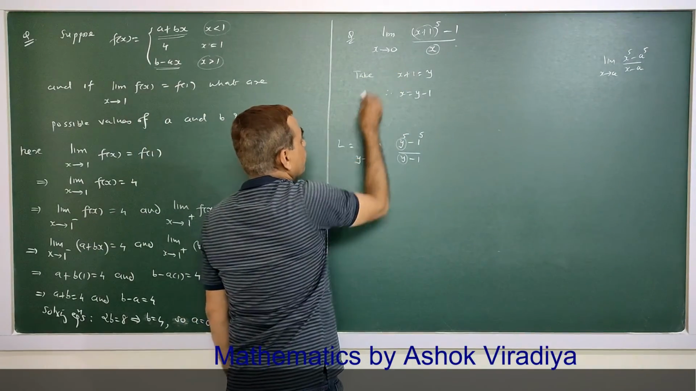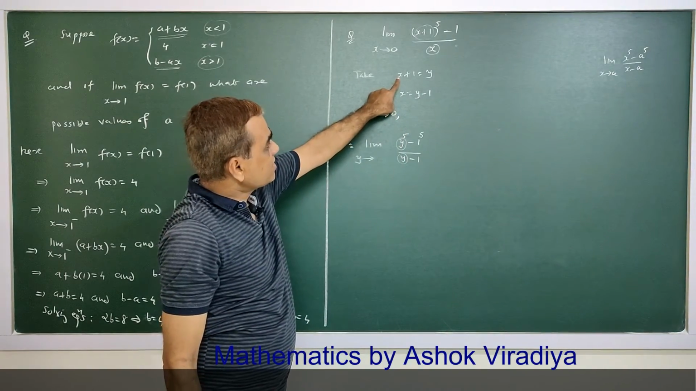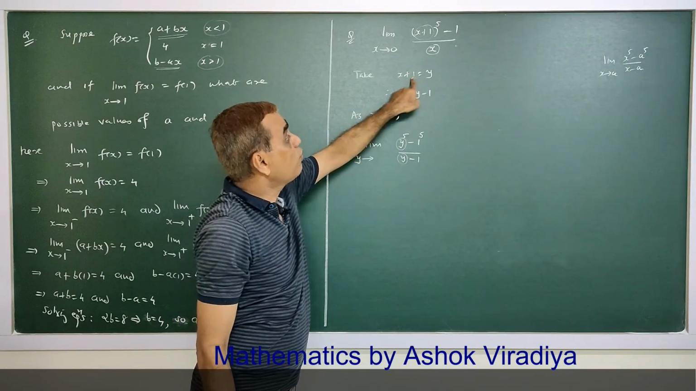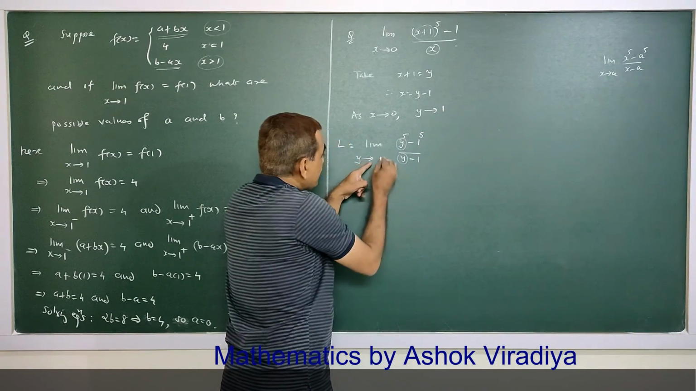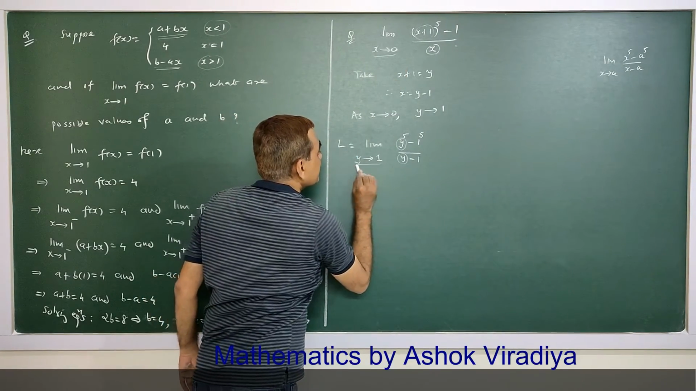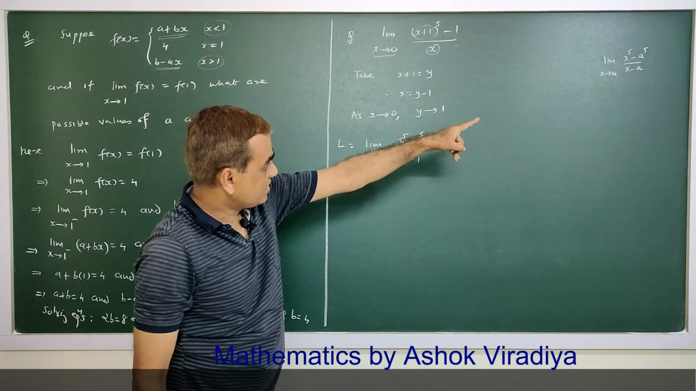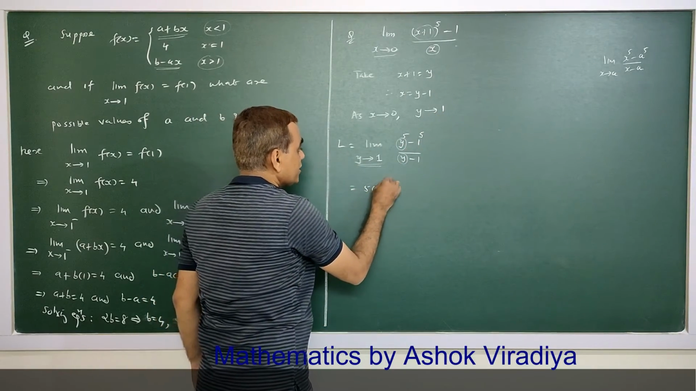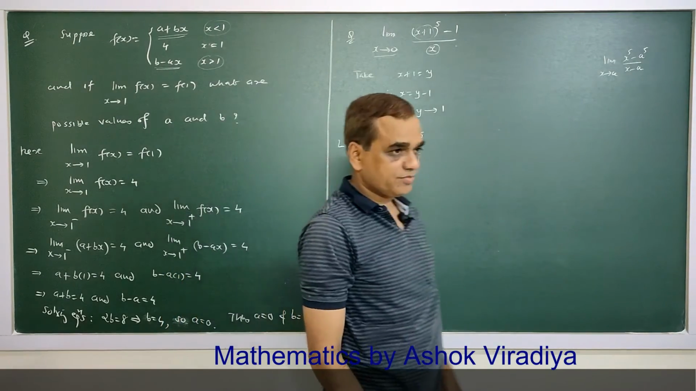As x tends to 0, if x is coming near and near towards 0, put here 0. So y will be 1. So y tends to 1. So put here y tends to 1. Don't forget to change this limit. As x tends to 0, y tends to 1. See, everything in new variable. And now we can apply that formula. So by this rule, this is 5 times 1 raised to 5 minus 1. So value is 5.